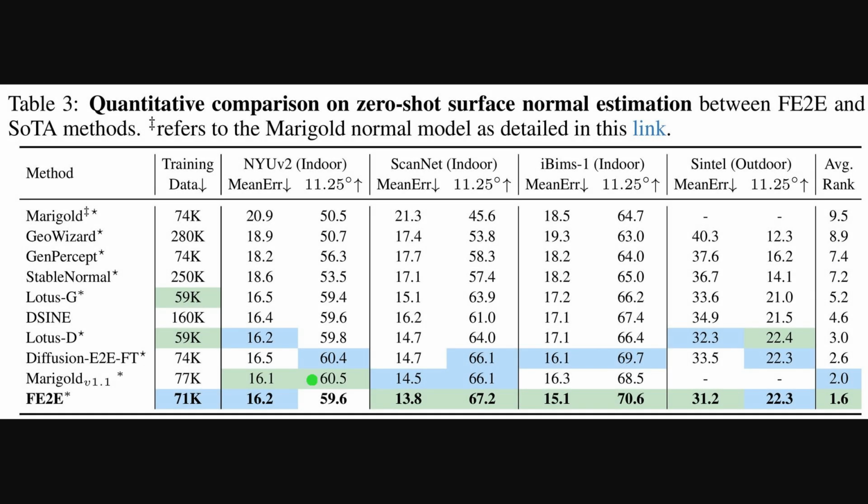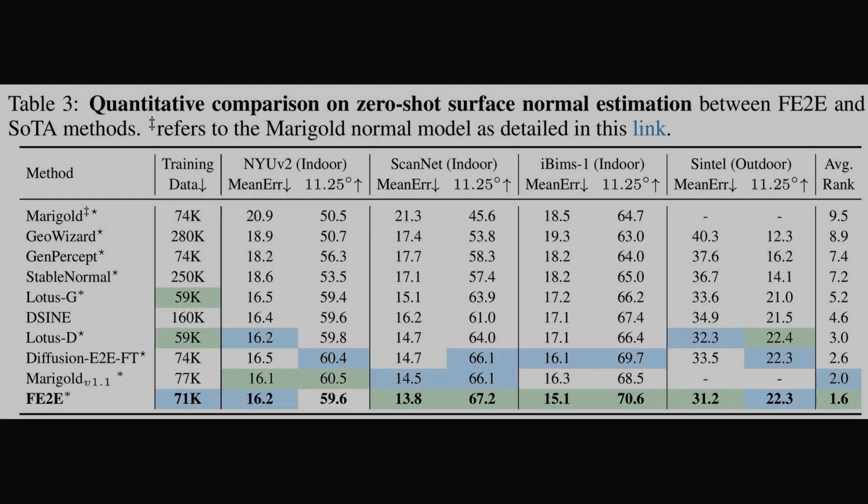Okay, Table 3 reports zero-shot surface normal estimation, which means predicting each pixel's 3D orientation without any task-specific training on the test sets. The table shows that FE2E delivers the best average rank while using roughly 71,000 training images. Results improve across both indoor and outdoor datasets because joint depth and normal supervision sharpens geometric detail. The consistent velocity training and log quantization likely help stability, so accuracy holds on challenging scenes.